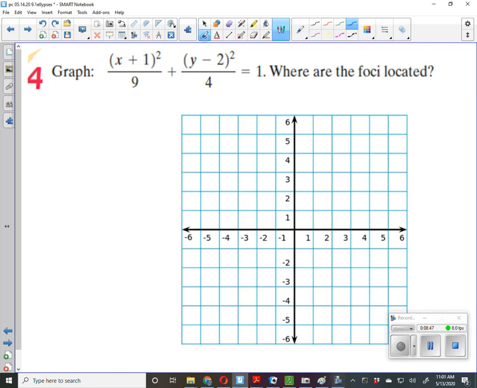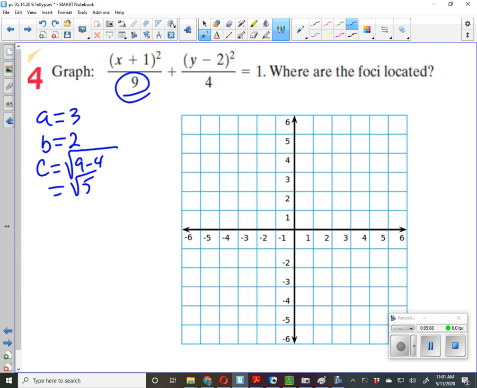Okay, so let's start by figuring out what we know. We know the larger number is A, right? So A is equal to the square root of 9, or 3. Your B value is the square root of 4, or 2. The C value is going to be the square root of 9 minus 4, or the square root of 5. We've seen that before. We know my center is located at -1, +2. We know this is a horizontal ellipse because the 9 is the bigger value.